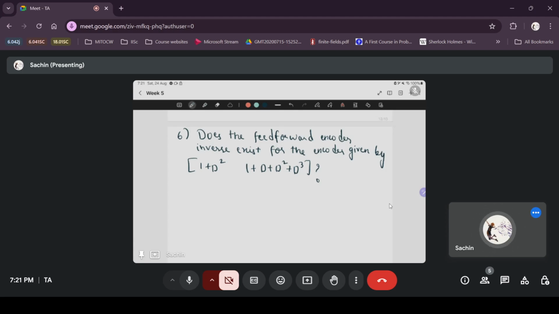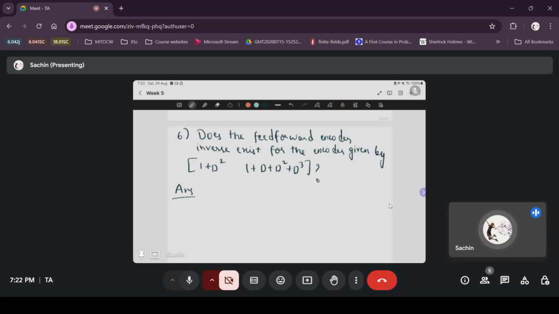So the answer is there are a few ways you can check. First thing you will check usually is what is the GCD of these two polynomials. So these are polynomials in the variable D. If you find D uncomfortable, you can replace them with X. First one will become 1 plus x square. Second one will become 1 plus x square plus x cube. So you have to find the greatest common divisor. If it is a power of x, then yes, there does exist an inverse for the encoder.